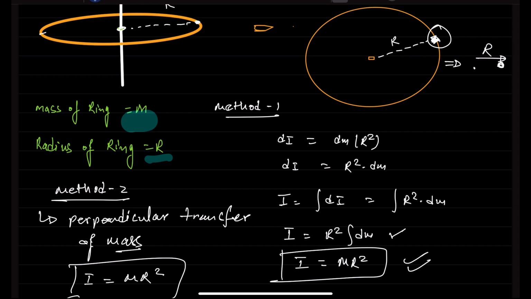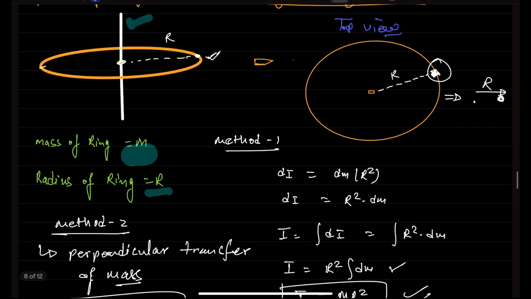Now there is the short and sweet second method, using the perpendicular transfer of the mass about the axis of rotation. As we have discussed, moment of inertia depends first on the distance, second on the mass, and third on the axis of rotation. So if I transfer the mass dm in such a way that its perpendicular distance from the axis of rotation does not change, then the moment of inertia will also not change, right? The same concept I am applying in the second method.